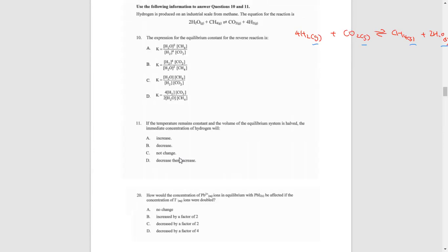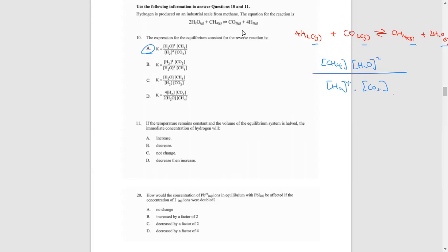And now that you've written it out, you now have products over reactants. So of course, it's going to be CH4 times H2O to the power of 2 all over H2 to the power of 4 times CO2. Okay, so that's sort of doing it by rote, writing it out and then doing it. Another way you could consider it, of course, is just work out the equilibrium constant expression for the reaction you already have, and then just take the reciprocal because your reactants and your products are going to switch around. So it's just going to be the reciprocal. But you're looking for the expression that we've got there, which looks like it's going to be A. Okay.